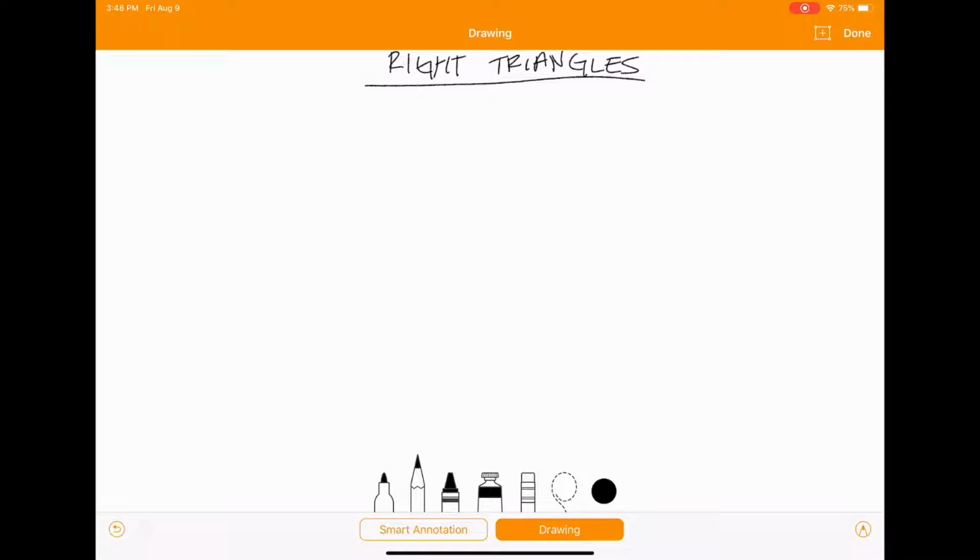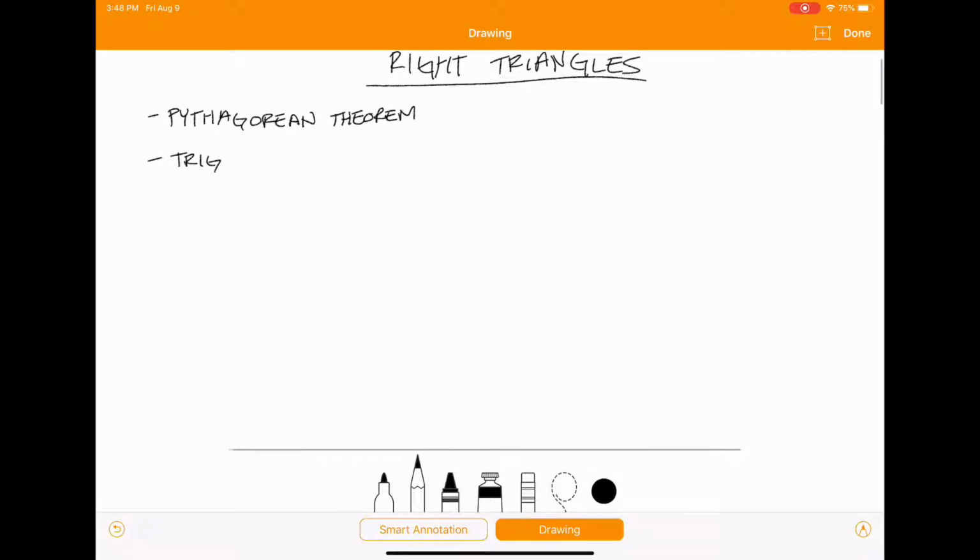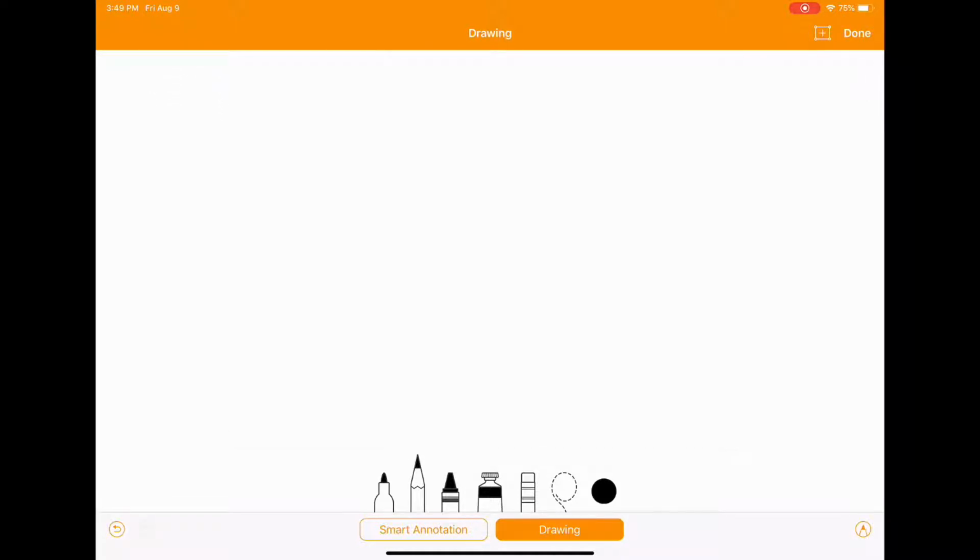So as far as right triangles go, we're going to talk about the Pythagorean theorem. And then we're going to talk about our trig functions. And these all help us determine sides or angles of a triangle, which, like I said, is extremely useful in the real world. So let's go ahead and just start with the Pythagorean theorem.